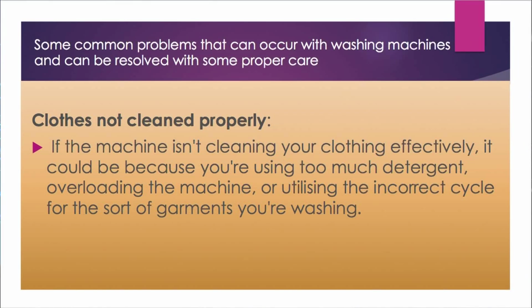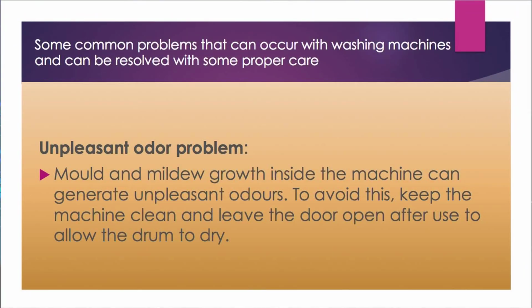Another important point is that sometimes clothes are not cleaned properly. If the machine is not cleaning your clothes efficiently, it could be because you are using too much detergent, overloading the machine, or utilizing the incorrect cycle for the sort of garments you are washing. Check that you are using the correct amount of detergent and following the manufacturer's loading instructions, as well as check the cycle of washing.